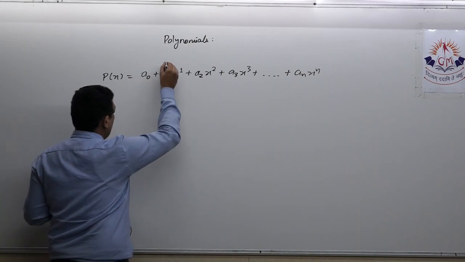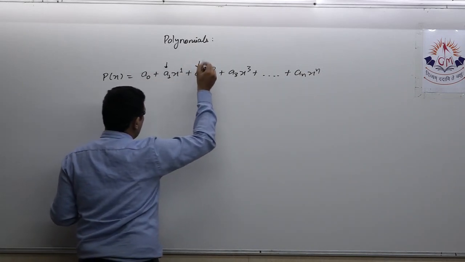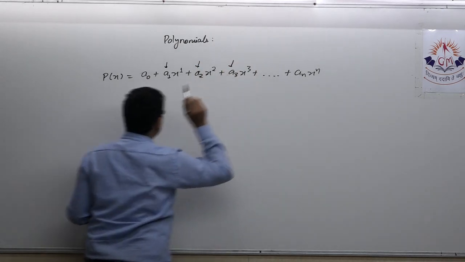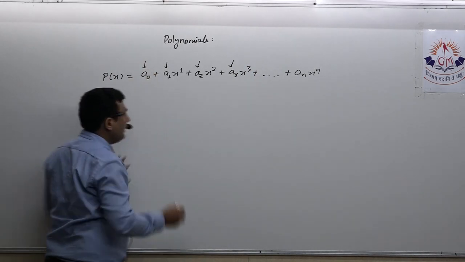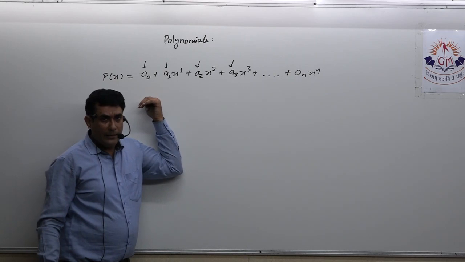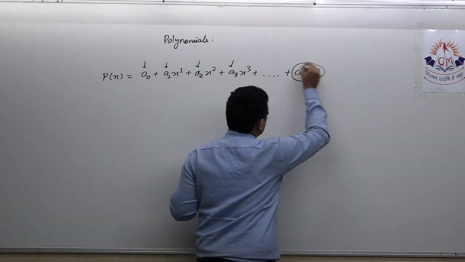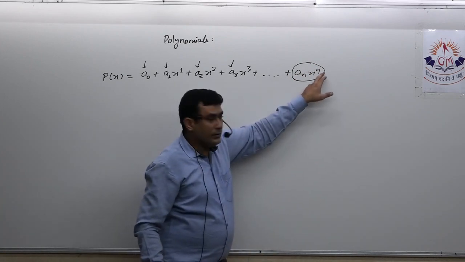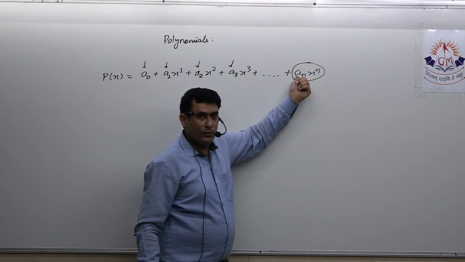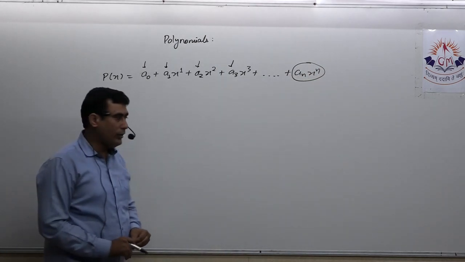Now, a1 is called the coefficient of x raised to 1, a2 is called the coefficient of x square, a3 is called the coefficient of x cube, and a0 is called the constant, or in other words, the coefficient of x raised to 0. This is the leading term, the maximum power, and the coefficient of the leading term is called the leading coefficient. That is the very basics about polynomials.